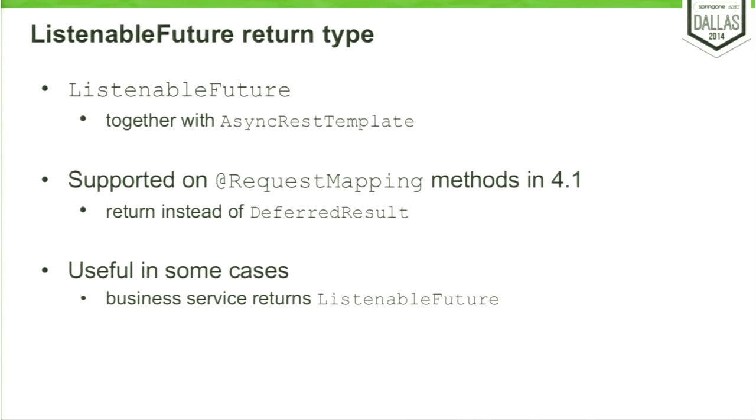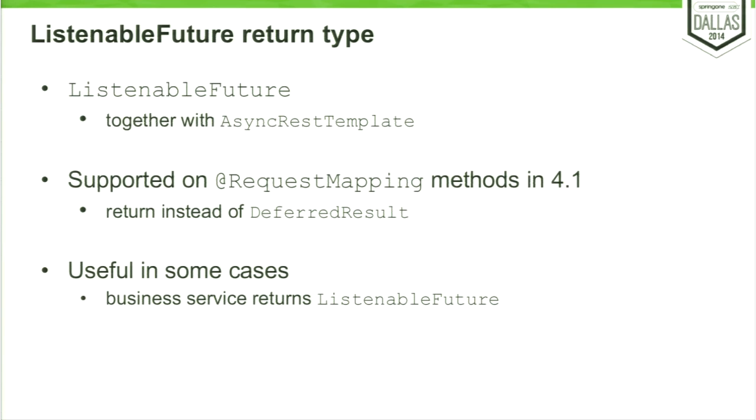Another new type is the ListenableFuture. This is supported as a return type in Spring MVC on request mapping methods. If anyone is familiar with the Servlet 3 async support, essentially it allows you to support things like long polling requests without keeping the thread. So it allows you to scale and support long polling. Well, the typical way to do it is to return a deferred result or a callable. Now we also support ListenableFuture.